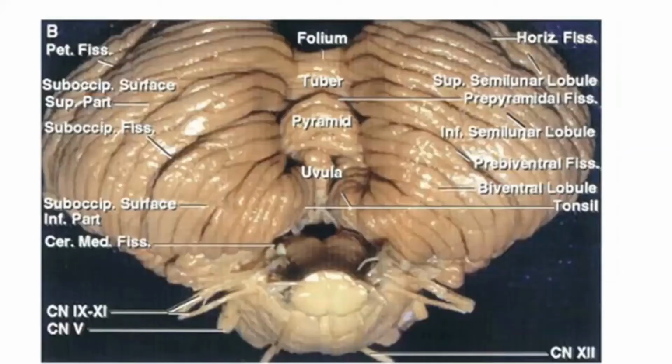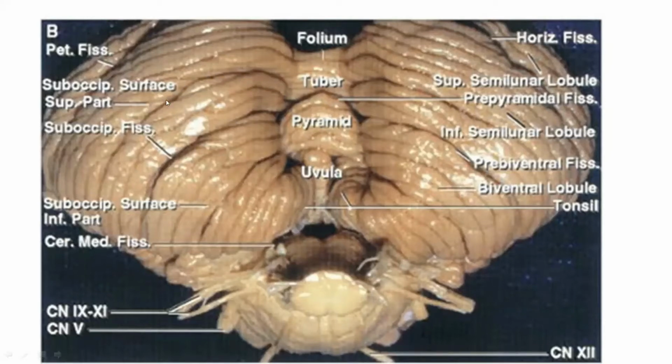Now we'll proceed on to the other surface of the cerebellum, which is the suboccipital surface. This is the surface which actually faces towards the suboccipital surface of the skull base. Again, this is comprised of the midline structures, which include the vermian portions of the folium, tuber, pyramid, followed by uvula. And again, these have hemispheric portions, which include the superior semilunar lobule, the inferior semilunar lobule, the biventral lobules, and the tonsils. Again, these have important fissures.